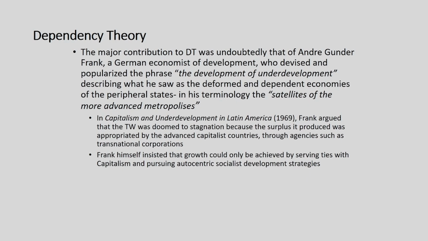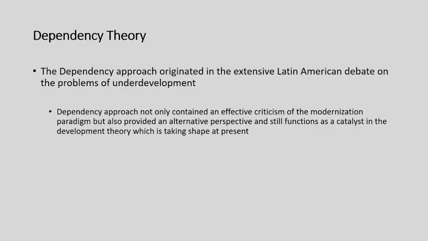In Capitalism and Underdevelopment in Latin America of 1969, Andre Gunder Frank argued that the Third World was doomed to stagnation because the surplus that it generates is being appropriated by the advanced capitalist countries through agencies such as transnational corporations. And Frank himself insisted that growth could only be achieved by severing ties with capitalism and pursuing autocentric socialist development strategies. This is how we have tried to capture the essence of the dependency approach, which originated in the extensive Latin American debate on the problems of underdevelopment.